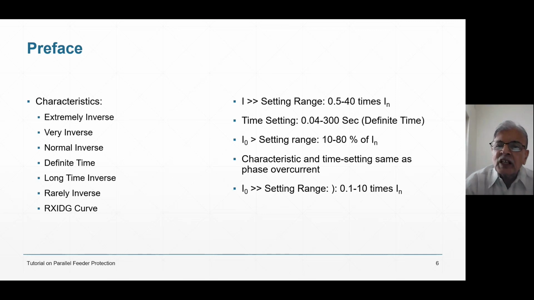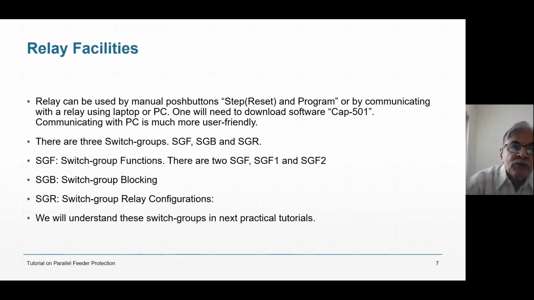The I0 greater setting range is 10% to 80%. Characteristics are the same as phase overcurrent. And the I0 double greater setting range is 0.1 to 10 times the rated current. So these are, so to say, the characteristics, or rather the technical data, of the relay.